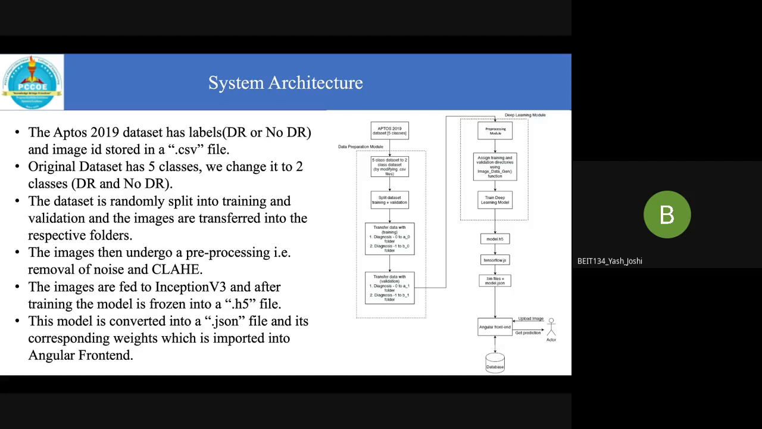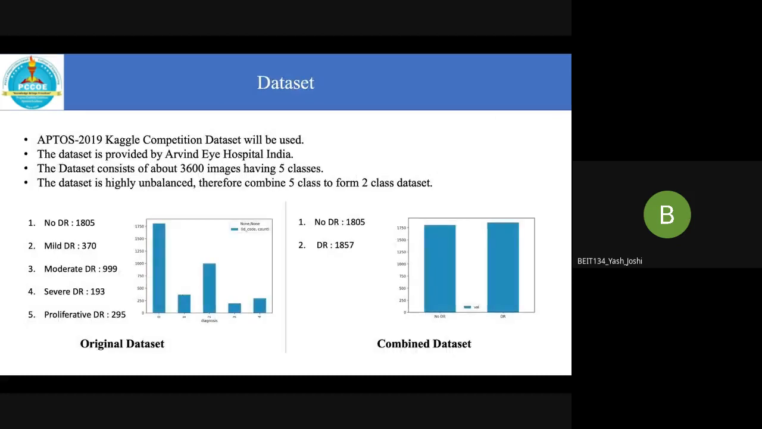And after it is fed to TensorFlow.js, it generates a JSON file and its corresponding weights in bin files, so that we can import it into our front end project. As I mentioned earlier, the data set is provided by Arvind Eye Hospital, and initially you can see in the graph that the classes were not equal for the five, but once we combine it into just positive and negative, that is no DR and DR, it becomes balanced, which is good for our training.